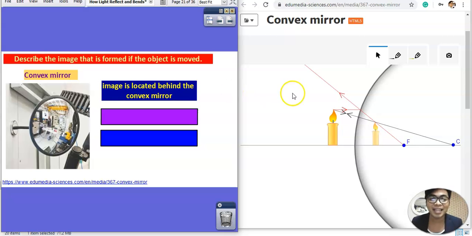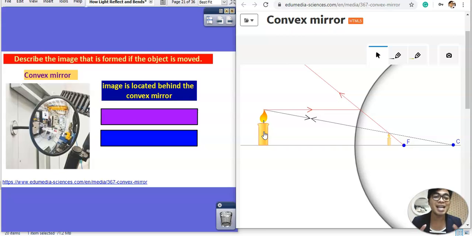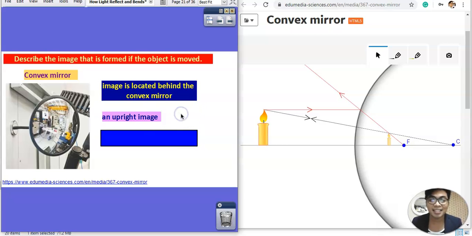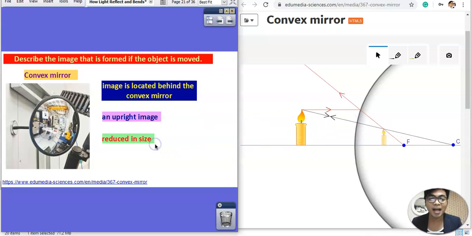So the image is located behind the convex mirror. That means just right over here. You can see it there. So unlike with the concave mirror, if I put it farther, what happens is that the image tends to be projected. But here, it is behind the convex mirror. So right over here is the surface, so it's found behind the convex mirror. Next is that it's upright. It's never inverted, even though I put it far away or near to the mirror. Plus, the image is said to be reduced.